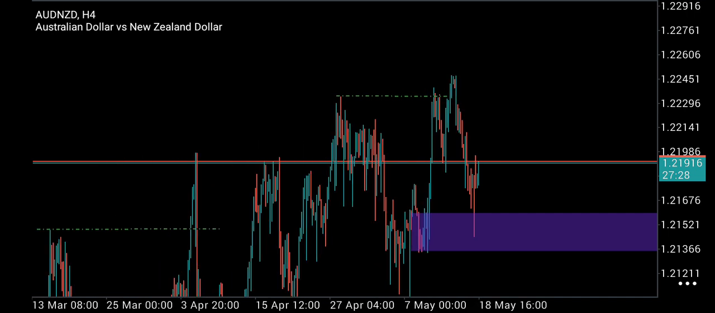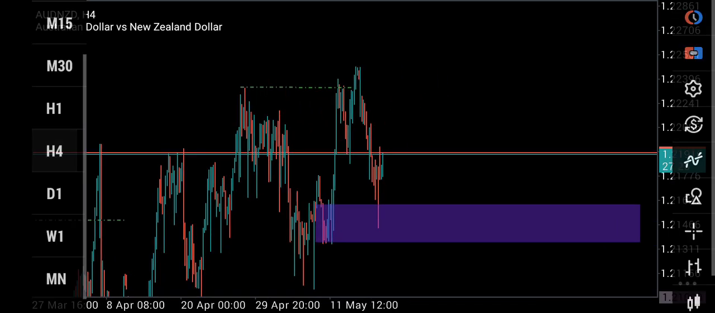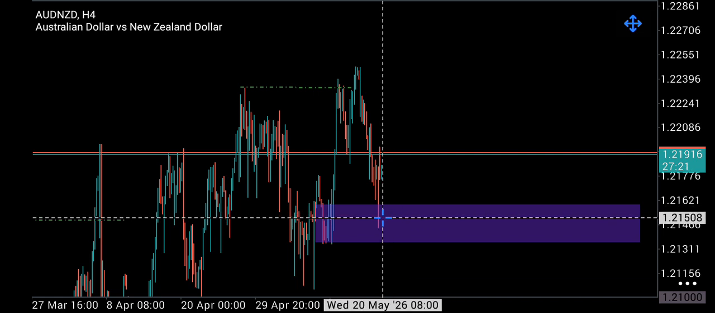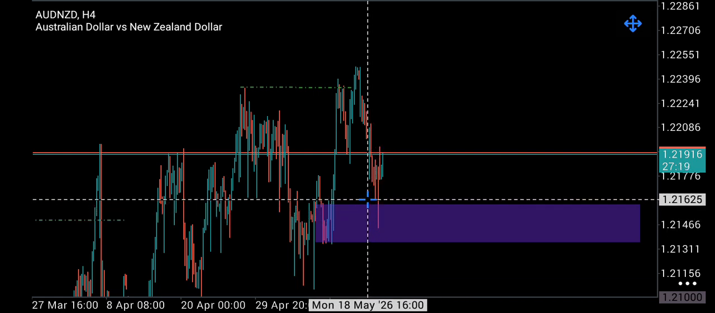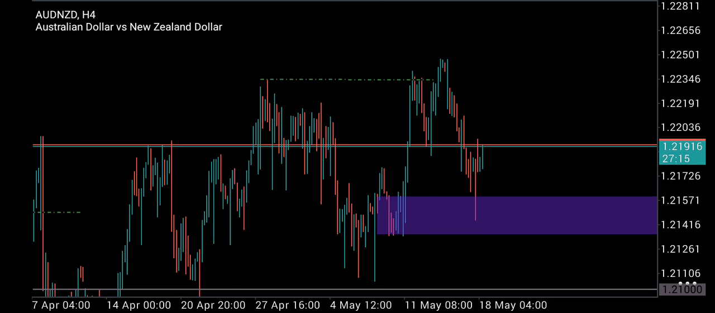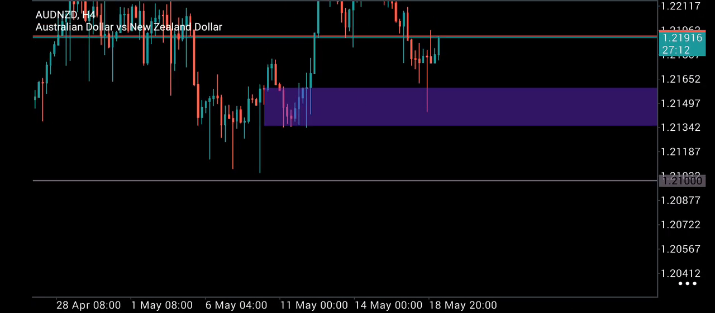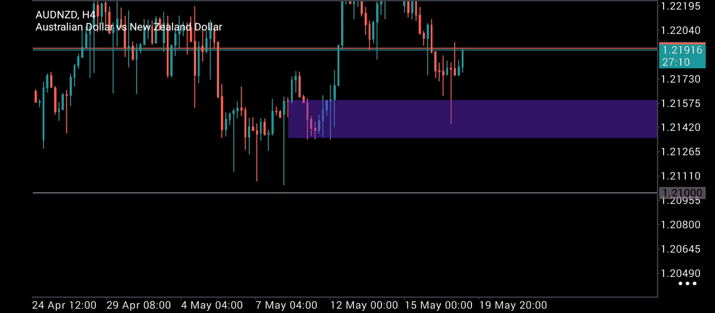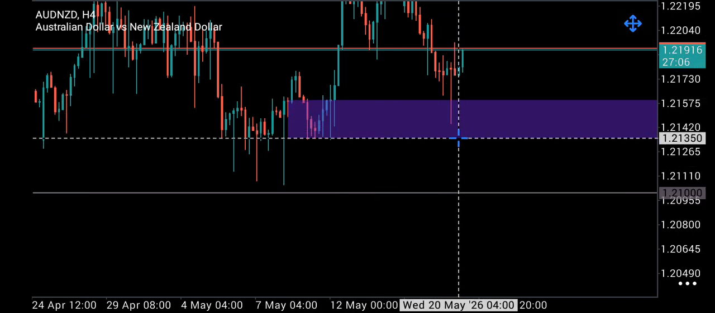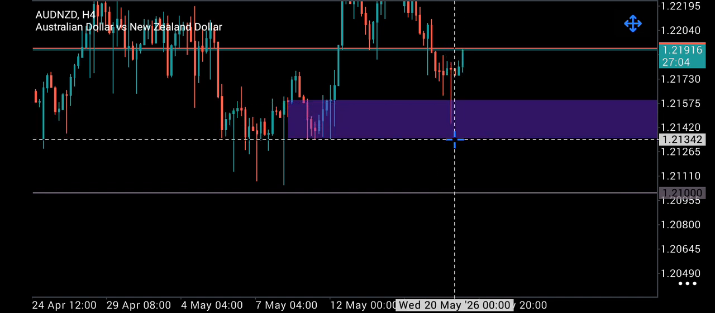On the 4-hourly, that was the last daily break of structure to the upside, and you can see that the market has retraced further to the downside. On this zone, we can see that the price has reacted with indecision, with a doji candlestick, after reacting from this daily order block.